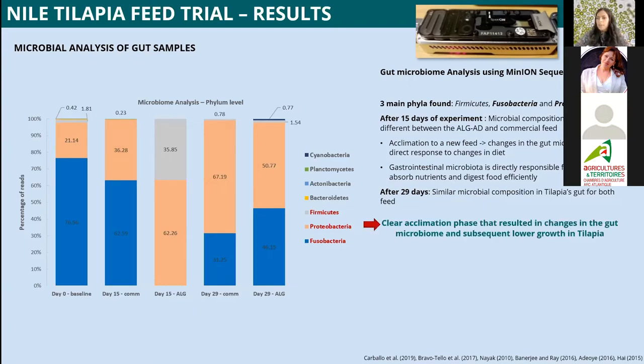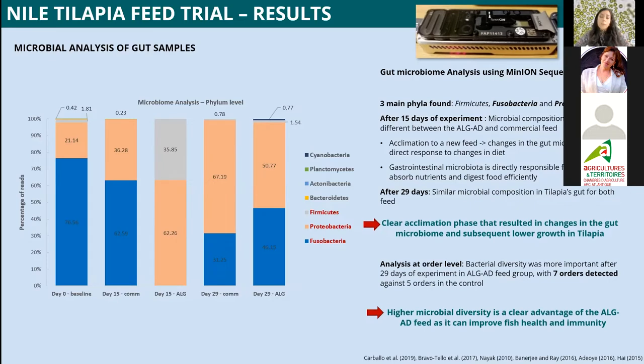So there was a clear acclimation here that was probably responsible for the lesser growth that we observed earlier. However, when we also looked at the gut microbiome composition, we found that there was a higher diversity in the gut microbiome of the fish under the ALG-AD feed diet. And from the literature, we know that a higher microbial diversity is better for fish health and also improves immunity. So we had a clear advantage here provided by the ALG-AD feed after the acclimation phase, which was, from our results, about 15 days. So that was quite a positive result as well.